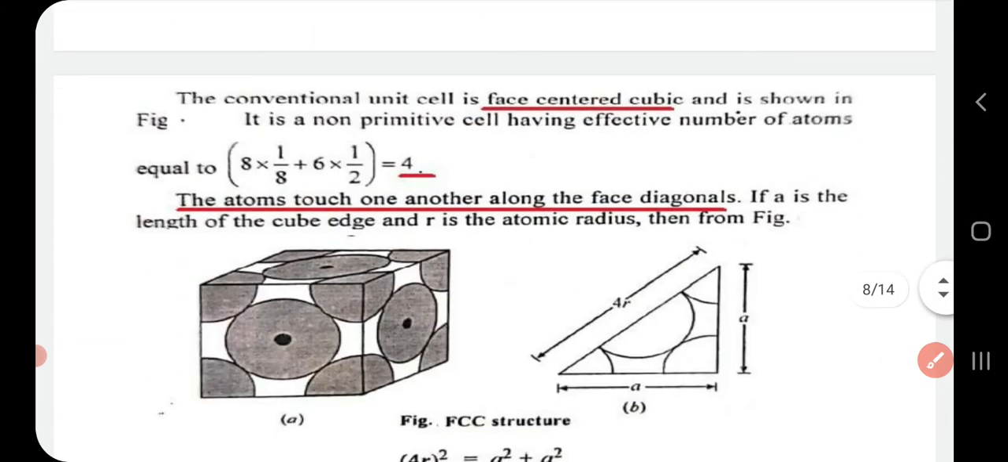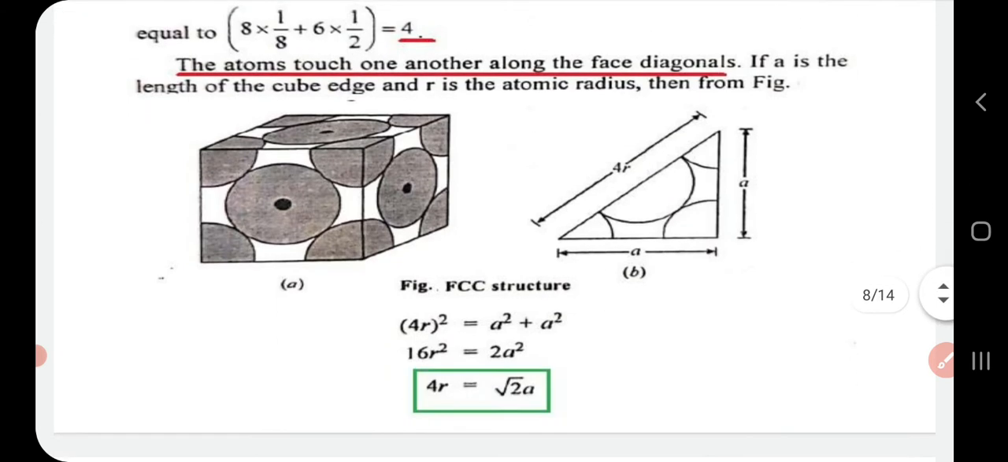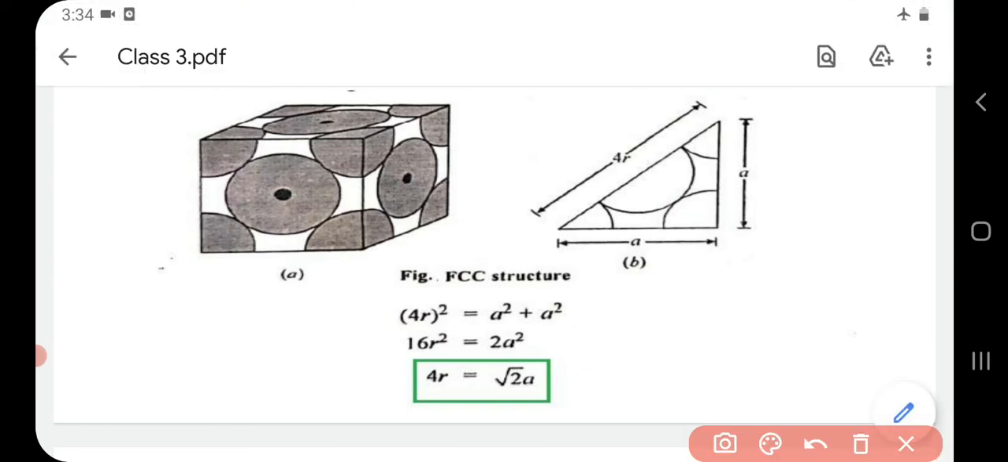Now here also the unit cell has the shape of FCC, face-centered cubic. Here the effective number of atoms per unit cell is 4. In HCP it was 6. Okay, this is the figure. Here the atoms touch one another along the face diagonal because it is face-centered cubic. Now here they have let A be the length of the cube and let R be the atomic radius. From the figure they have marked this as A, the length of the cube is A, and this is 4R, the interatomic distance is marked as 4R.